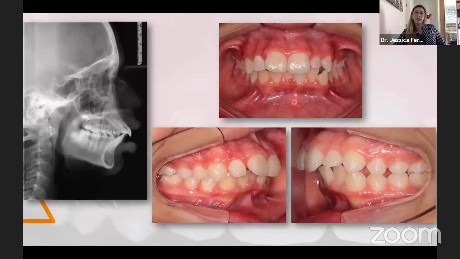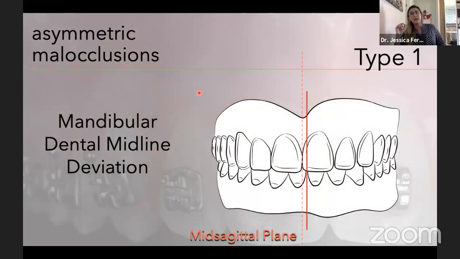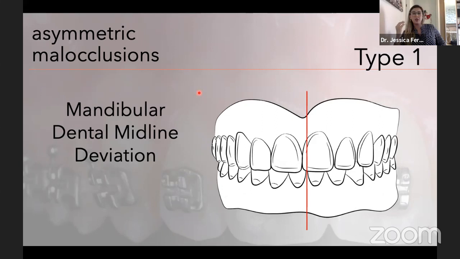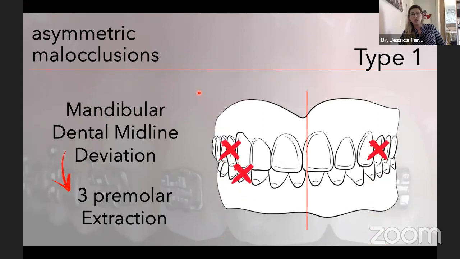So when we see this case, we can think about a treatment with extractions. In the class 2 subdivision type 1, we saw that because of the distal position of the mandibular first molar, the patient will have a mandibular dental midline deviation. A good strategy to treat this malocclusion with extraction would be three premolar extraction. This three premolar extraction will provide a correction of his class 2 malocclusion and simultaneously the correction of the dental midline deviation.